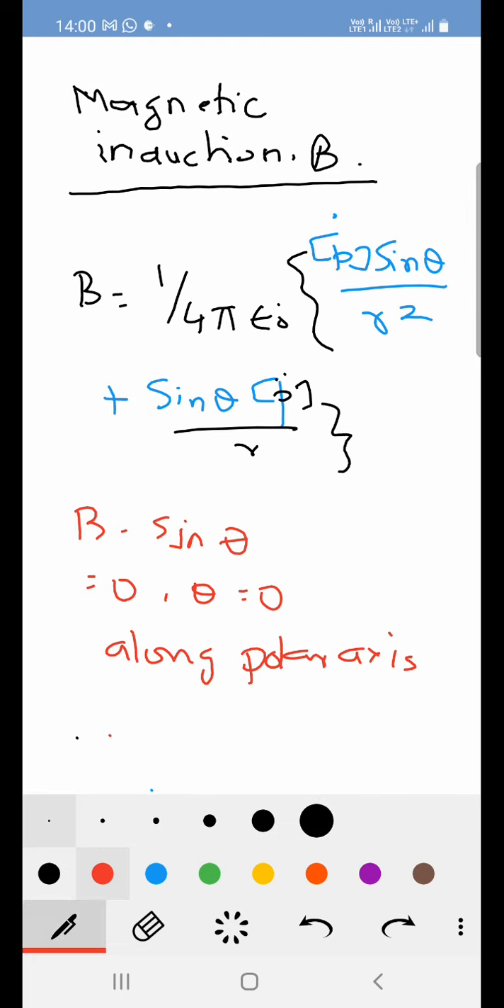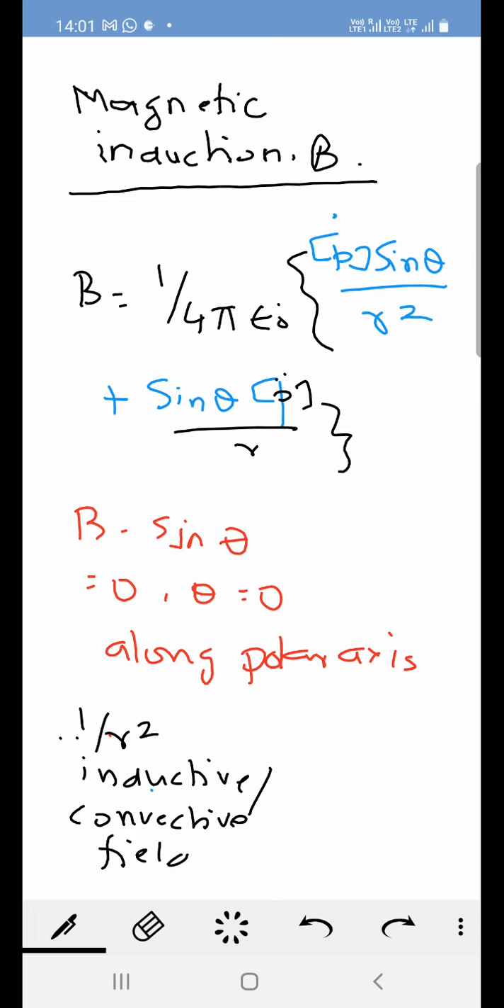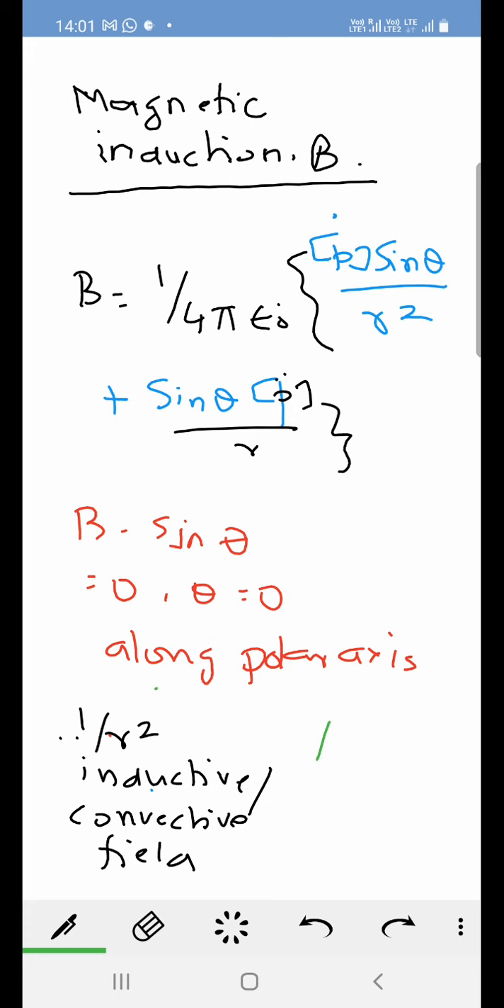Now, again, this 1 by r square dependence term is the inductive or convective field, whereas 1 by r is for the radiation field.